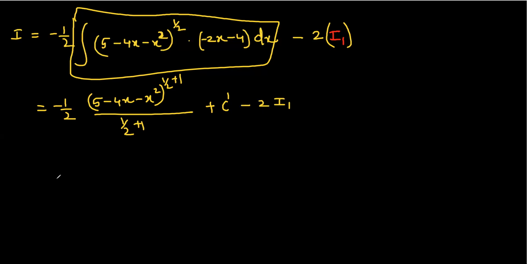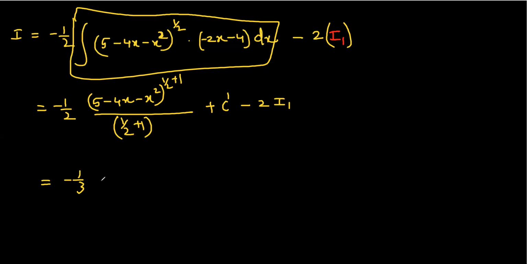Okay, so here what happens is I get minus 1 by 2. So here this is 3 by 2. So half plus 1 is 3 by 2. So 2 and 2 will cancel. So I will get minus 1 by 3.